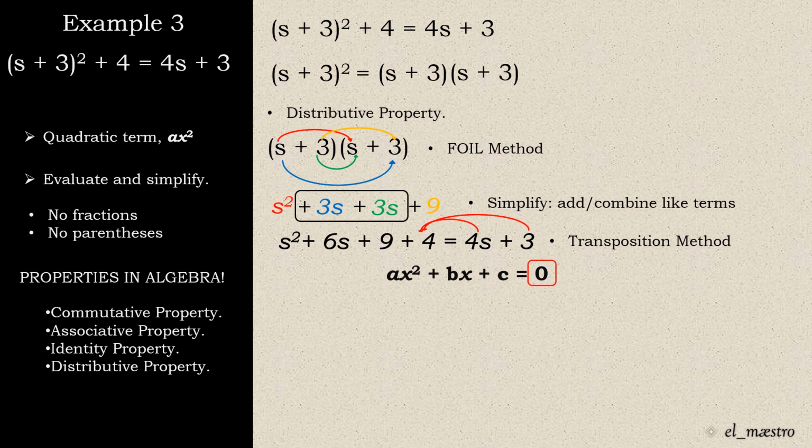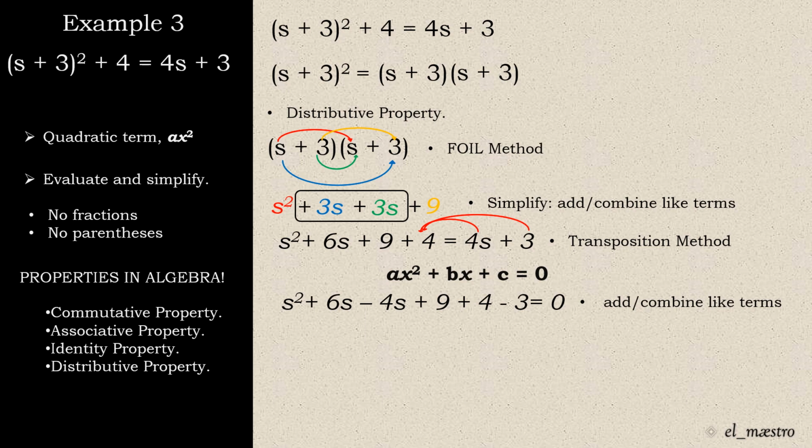Our equation, which hasn't happened yet for now. Look at the sign. 4s became negative 4s and 3 became negative 3, equal to 0. So after that, you combine like terms again. You simplify, combine like terms.